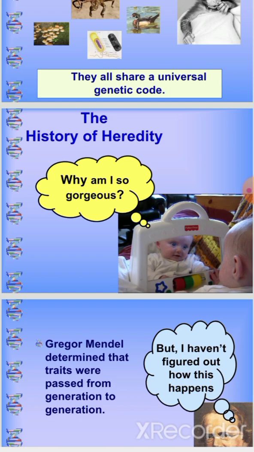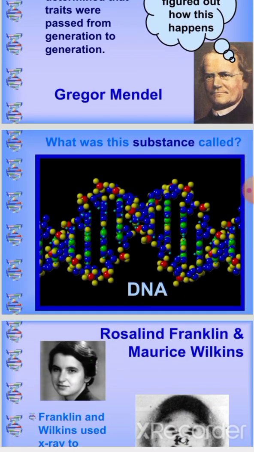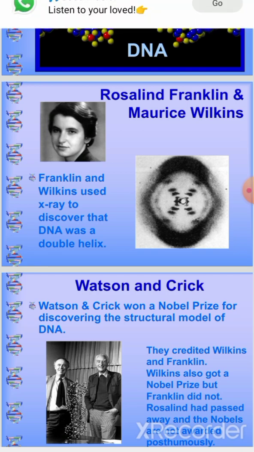Gregor Mendel determined that traits were passed from generation to generation, but he had not figured out how this happened. What was this substance called? This substance is called DNA. Rosalind Franklin and Maurice Wilkins used X-ray to discover that DNA was a double helix.